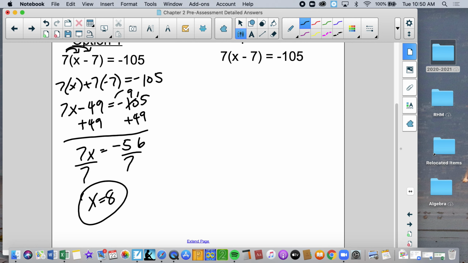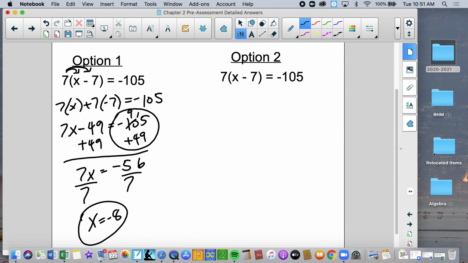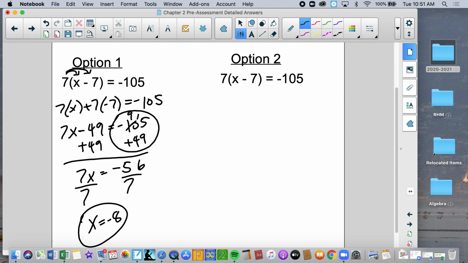I had negative 105 and positive 49, which would have given me negative 56 over 7, which would have given me x equals negative 8. So be careful of that. People make mistakes. Option 2, the high school way, let's get rid of that 7 multiplying by dividing by 7.